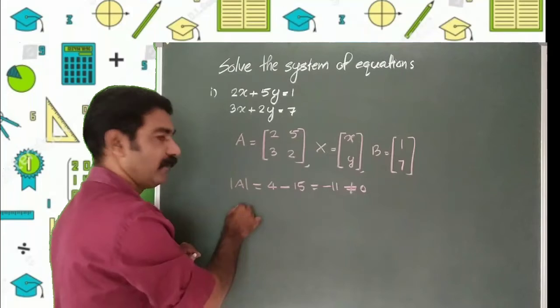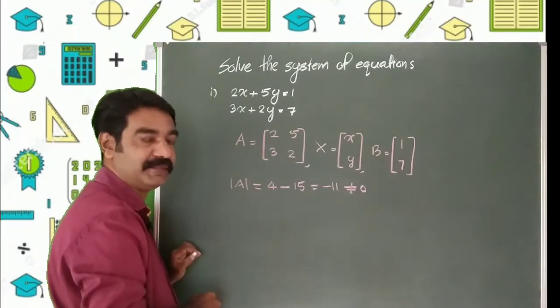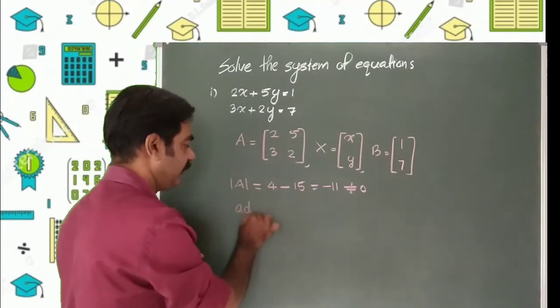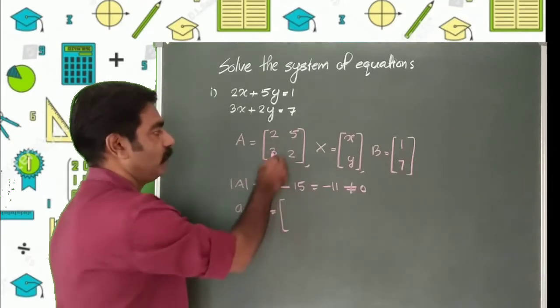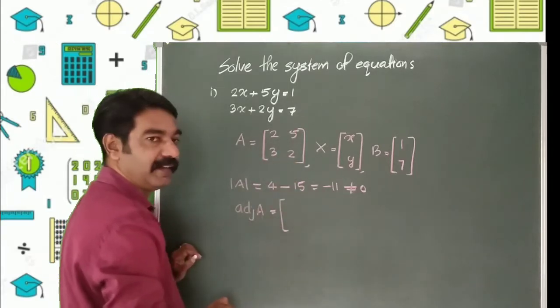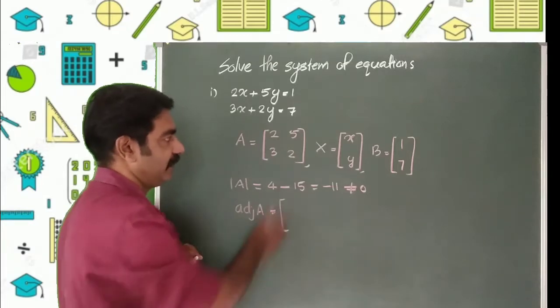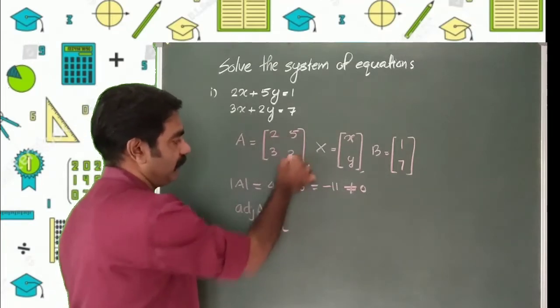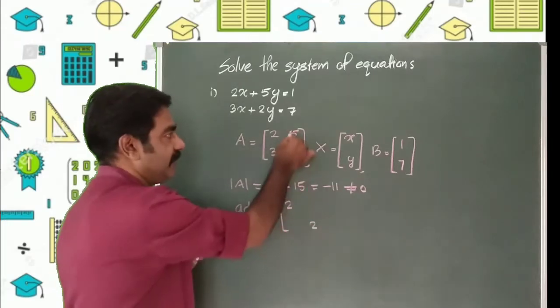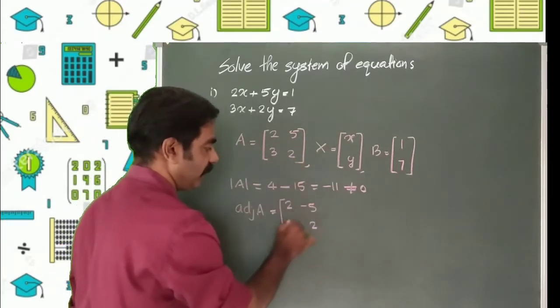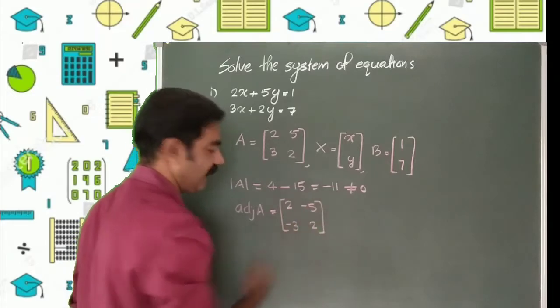So what is the formula for A inverse? A inverse is equal to 1 by det A into adj A. So we have to find first adj A. Since it is a 2 by 2 matrix, we can write the adjoint directly. Interchange these two elements, so 2 only because both are 2. Change the sign, becomes minus 5 and minus 3. This is adj A.